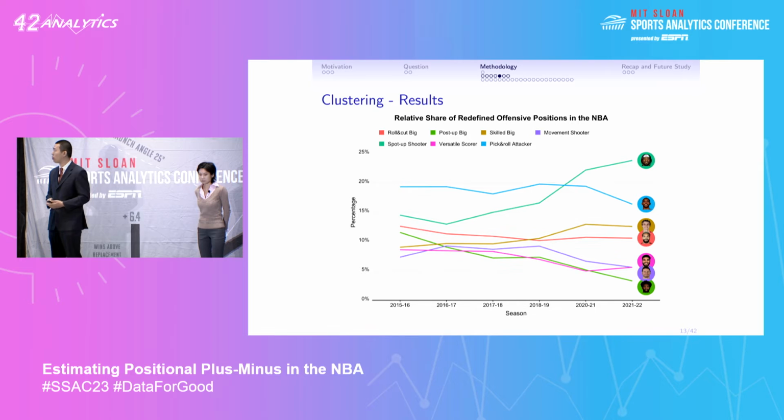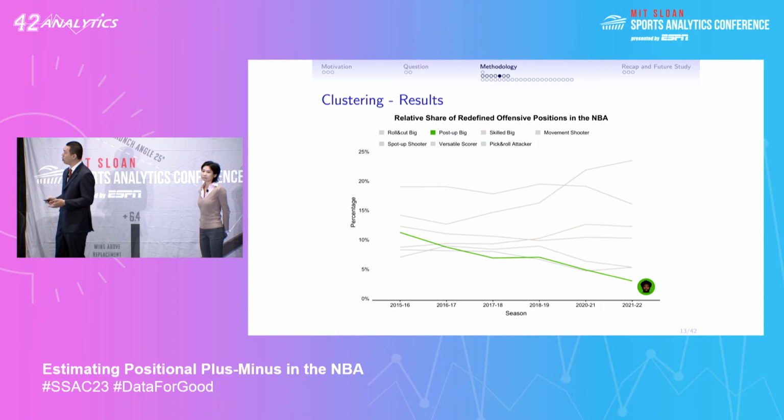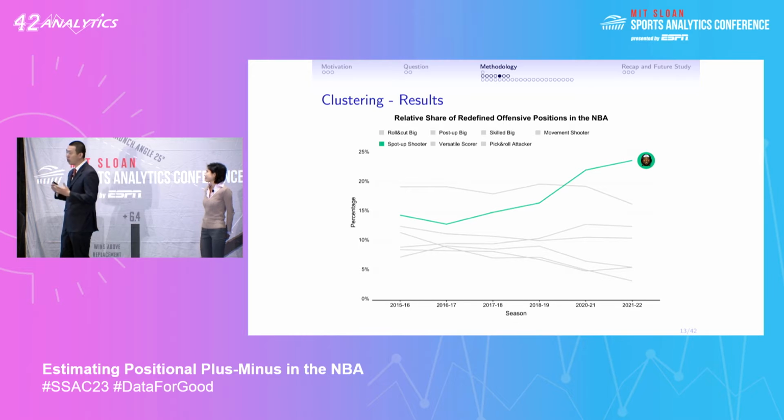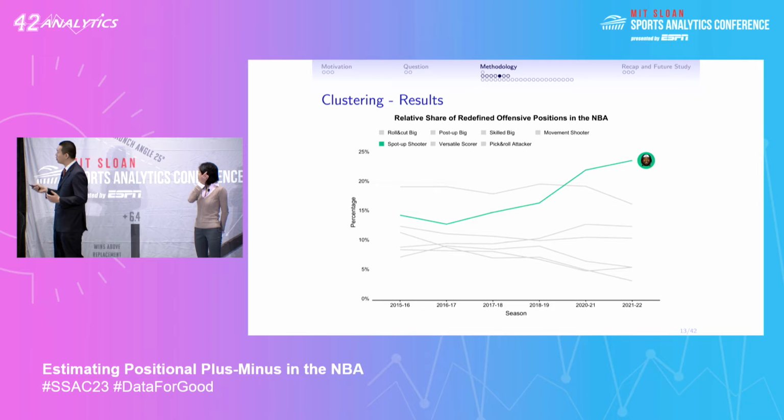I also want to show you the relative share of those redefined offensive positions in our study in the NBA. The players you see at the end of the lines here are typical examples of those positions. For example, the relative share of post-up bigs has declined significantly over time, which is expected. And Joel Embiid was a very good example of post-up big. The relative share of spot-up shooters has increased significantly over time, and Robert Covington is a very good example of this position.